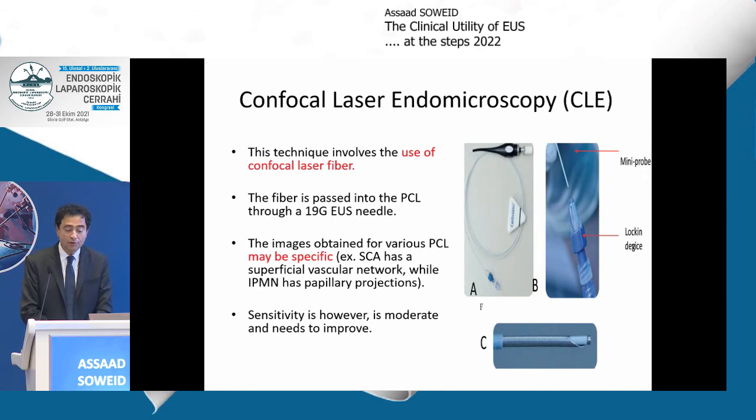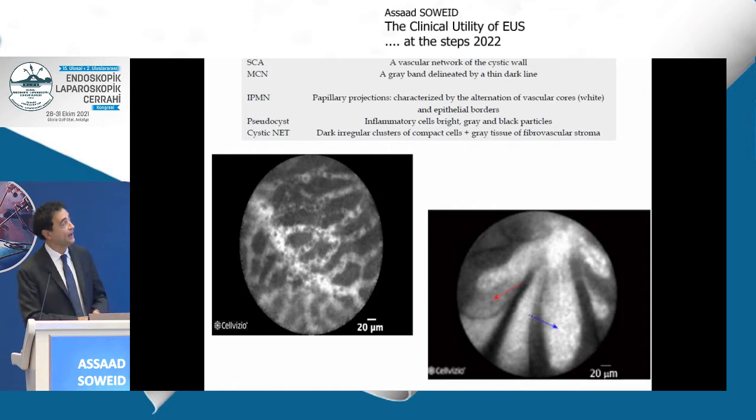Another technique is confocal laser endomicroscopy. And this is basically another thing that we put inside a 19-gauge needle. The best way of describing it is that it's kind of like a microscope. So we're putting this next to the tissue and determining what kind of tissue we're seeing. And this is the view we can see. So you can see basically the cells and the pattern of the cells.